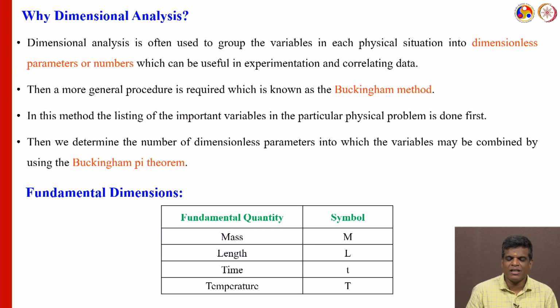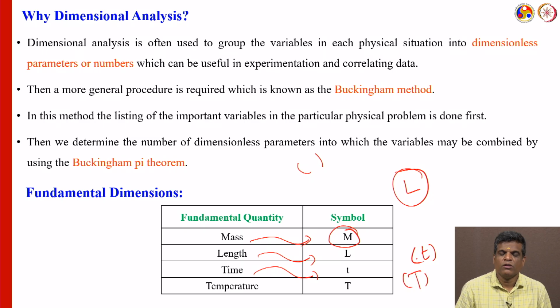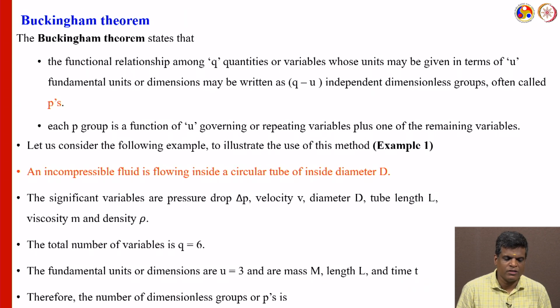Next, why do we have to use dimensional analysis? In dimensional analysis there are no units, so these are called dimensionless numbers. Here, the fundamental quantities we always write: mass is M, length is L, time is T, and temperature is also T. So, totally four fundamental quantities here.